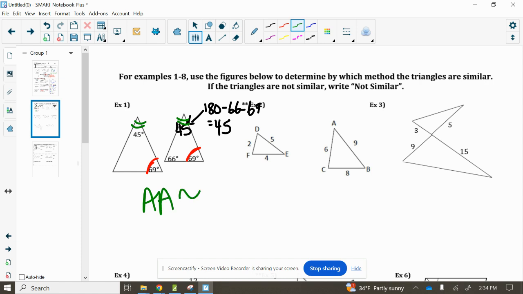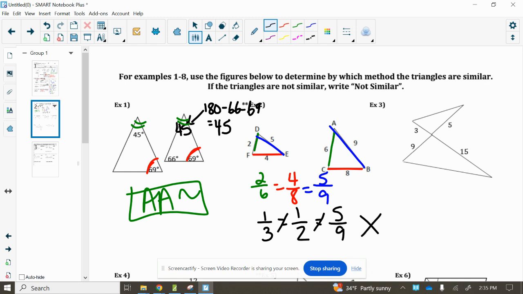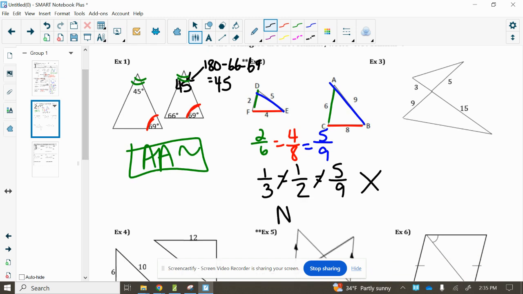So this one is a yes by angle-angle. In the second example, if we look at our small to small, so 2/6, medium to medium, 4 over 8, and large to large, 5 over 9. Those do not reduce to be the same thing because 2 over 6 is 1 over 3, 4 over 8 is 1 over 2, 5 over 9. So none of these are equal to each other. So these are going to be not similar.